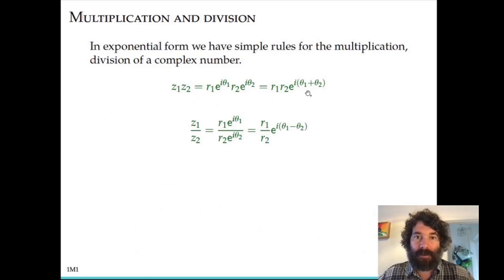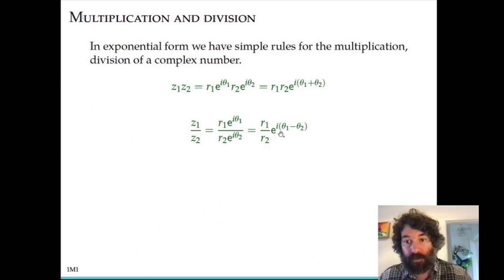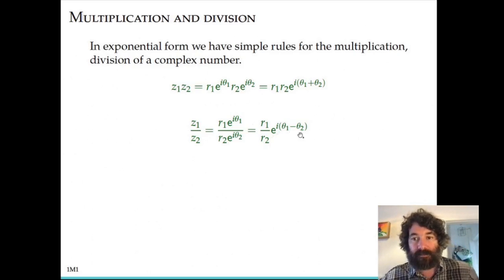All right, and we have a similar thing here for division. So we divide z1 by z2, take the quotient. Well, then what we get is we divide the moduli, divide the modulus of z1 by the modulus of z2, and we take the difference of the arguments. So the argument would be theta 1 minus theta 2, or possibly a multiple of 2 pi, either plus or minus 2 pi, theta 1 minus theta 2.